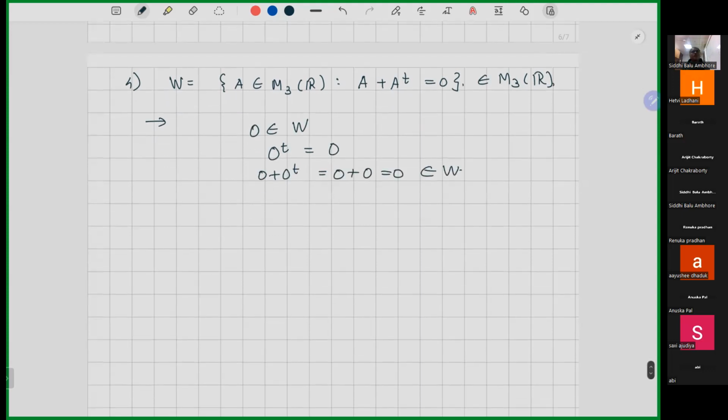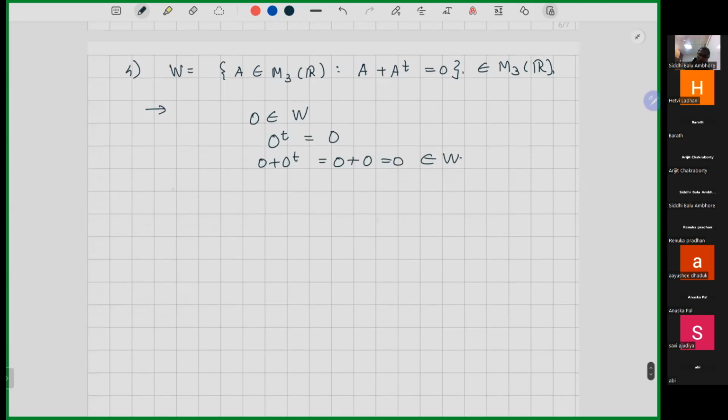So our first condition is satisfied. I mean, not the first condition, but our quick check for W to be a subspace or not is done. So now we want to check whether addition is closed in W. Okay, so let A, B be in W. What does that mean? A plus A transpose is 0 and B plus B transpose is 0. Now we want to check whether A plus B belongs to W or not.